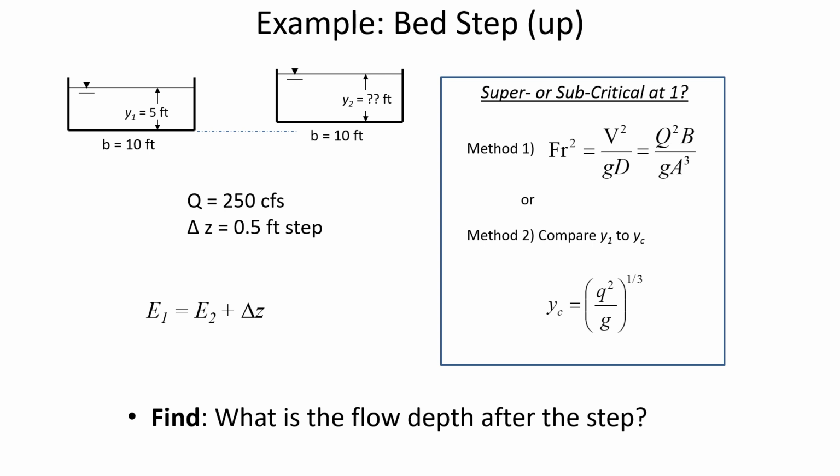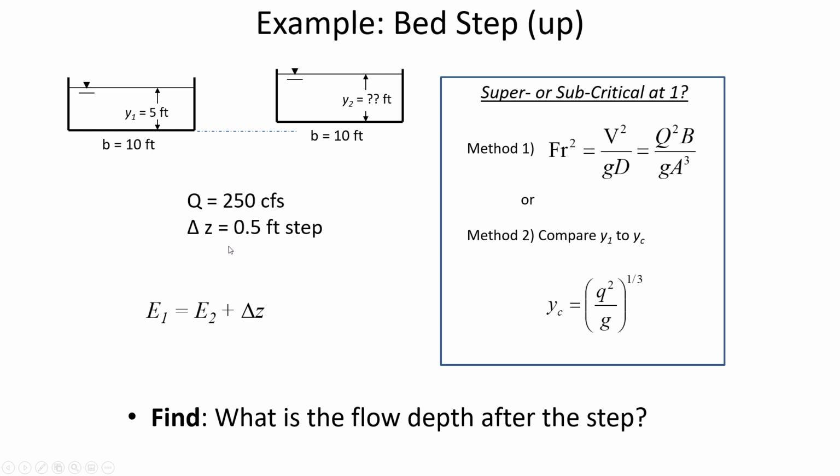And I guess not shown on the screen is how you find E1 and E2. Well, E is y plus q squared divided by 2gA squared. So that is how you can find E1, and then E2 will be E1 minus the delta Z, because here it's just on the right side. So E2 is going to have less energy because it's a step up. Step up by half a foot.